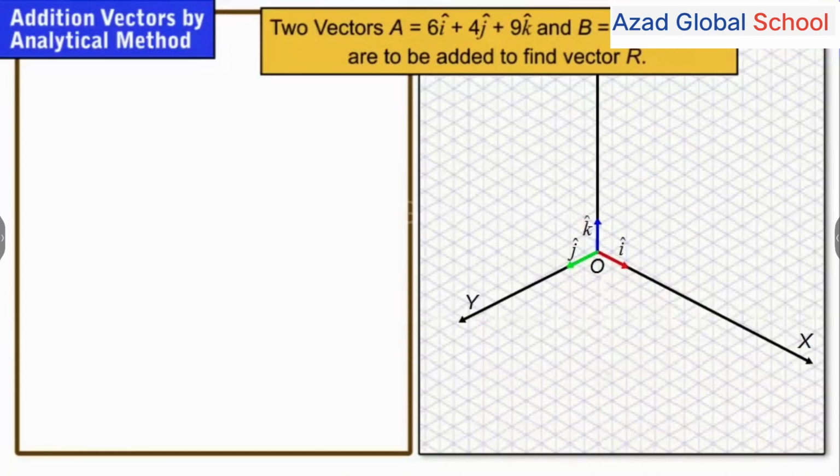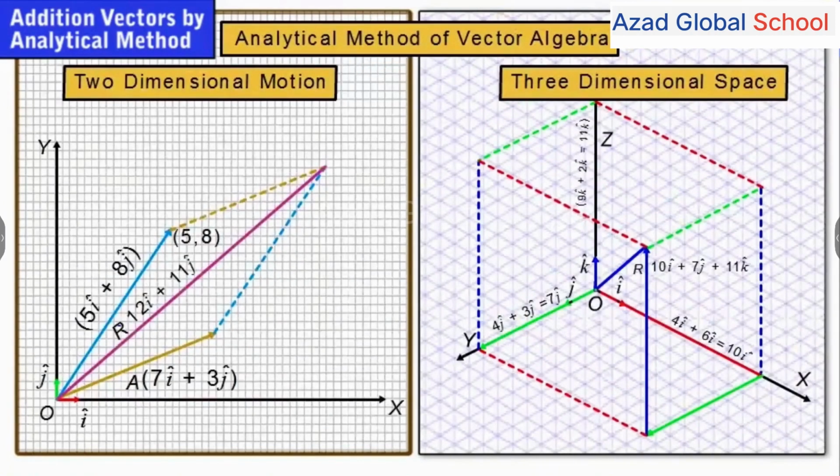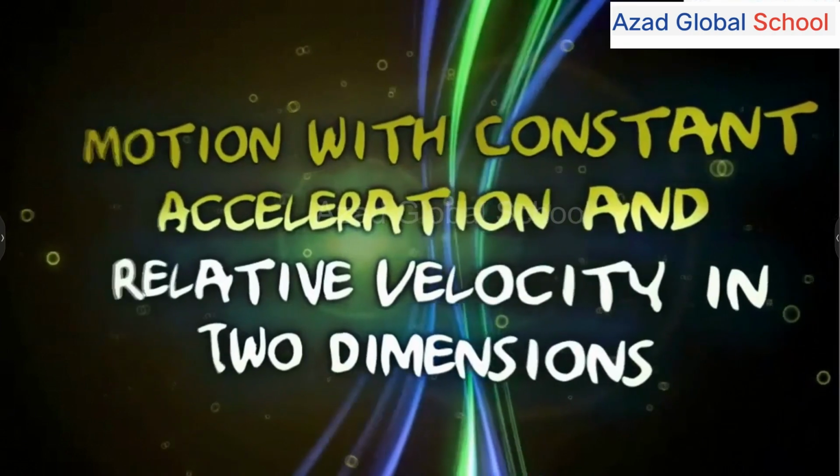Similarly, join 4, 3, 2 to the origin O to obtain B. You can draw the resultant vector r after determining the coefficients of i, j and k by simply adding the corresponding coefficients of a and b. Thus you have learnt the analytical method of vector addition for two-dimensional motion and in three-dimensional space, acceleration and relative velocity in two dimensions.